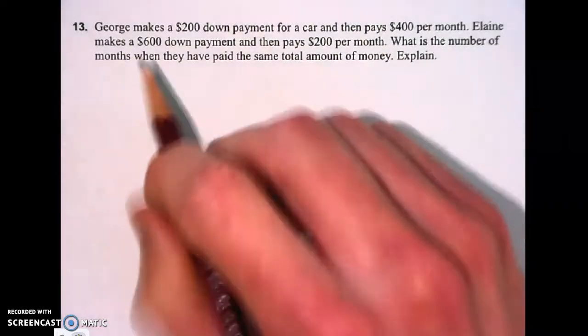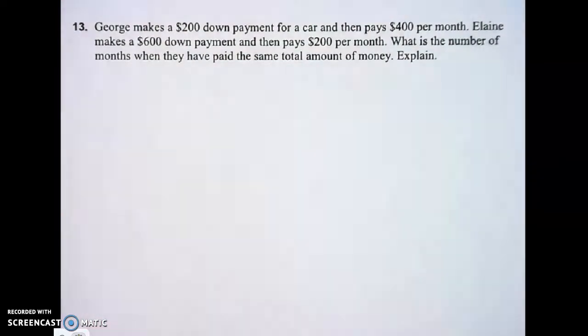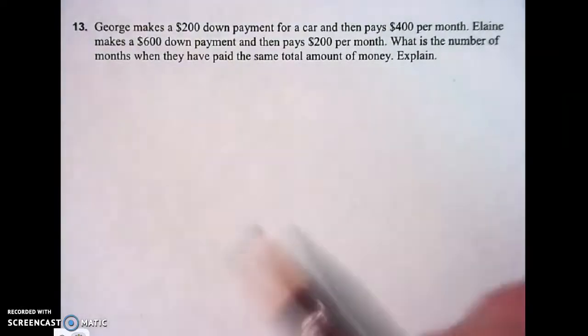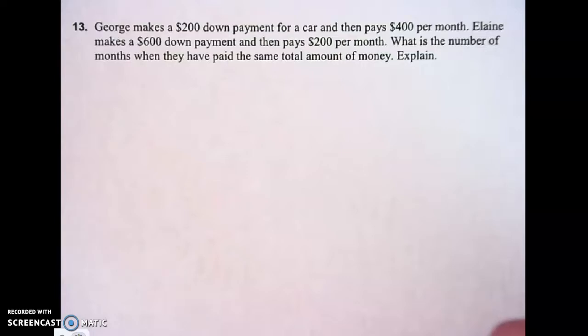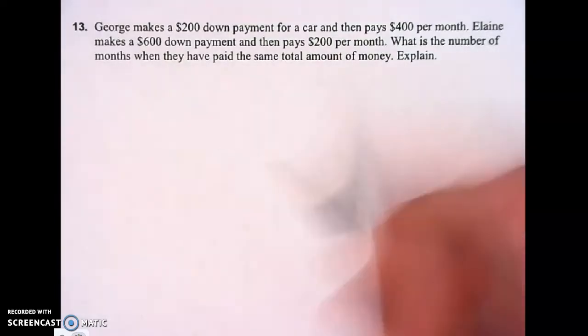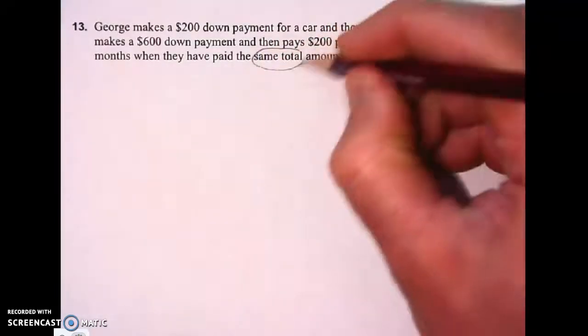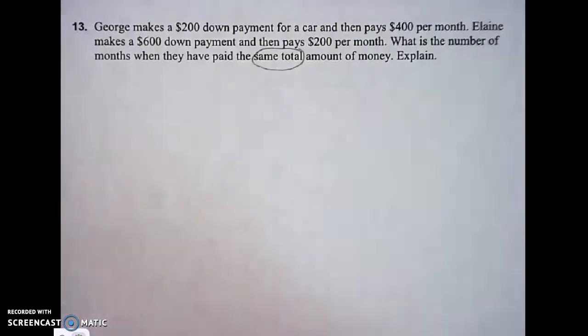All right. Let's see if we can figure this out. Let's read it carefully, and then we'll get going on it. George makes a $200 down payment for a car and then pays $400 per month. Elaine makes a $600 down payment and then pays $200 per month. What is the number of months when they have paid the same total amount of money? Explain.